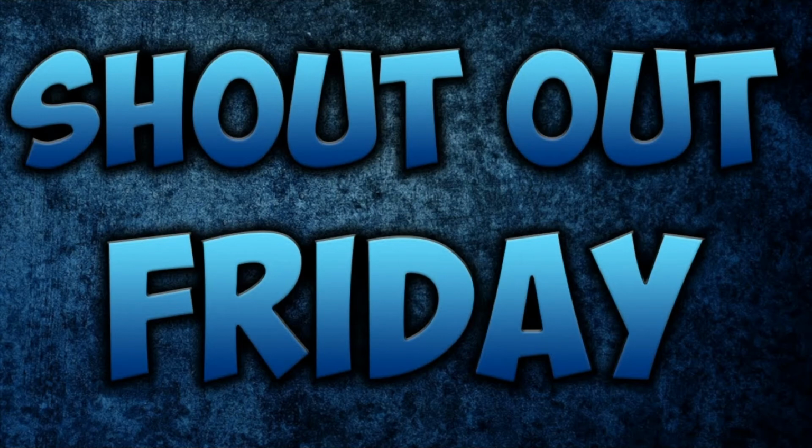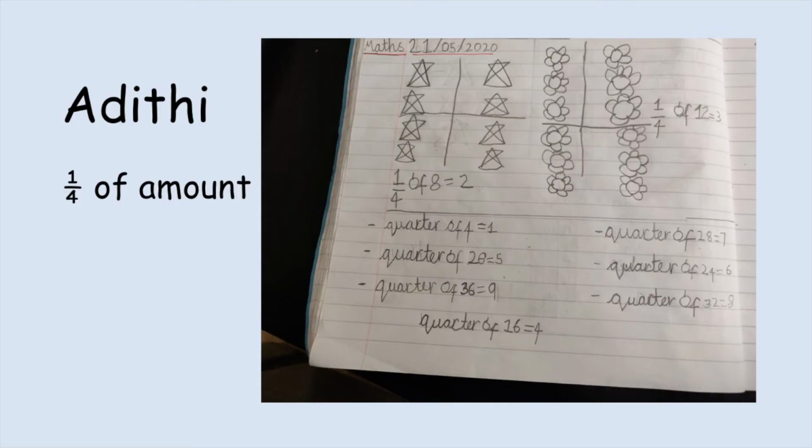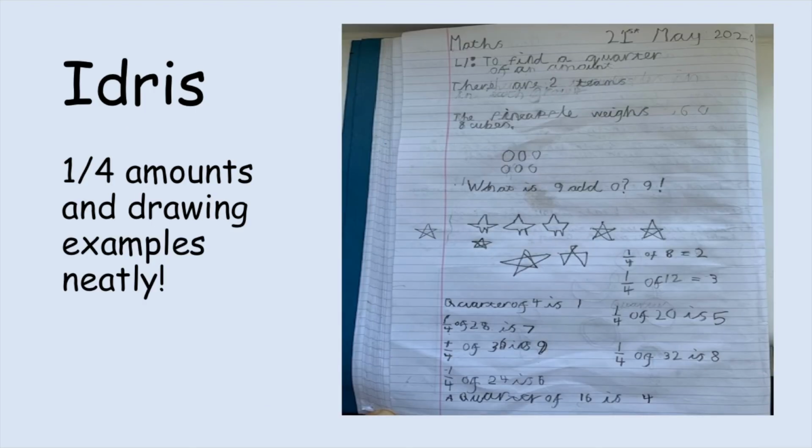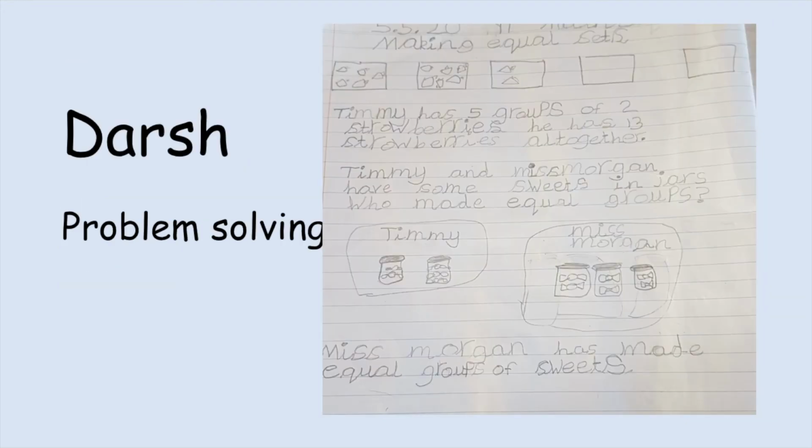Now that was a really tricky quiz today, Year 1, and I can't wait to see how well you all did. And it's time for our shout-outs. Well done to Aditi, who has done some beautiful, beautiful work. She was looking at finding a quarter of an amount. Well done, Idris, for also finding a quarter of an amount. What I love about Idris's work is how he's been neatly drawing the examples by himself. Well done, Idris. Well done to Darsh for all of his problem-solving activities. And Darsh has done some really good writing because he has also remembered his leading lines in maths as well.